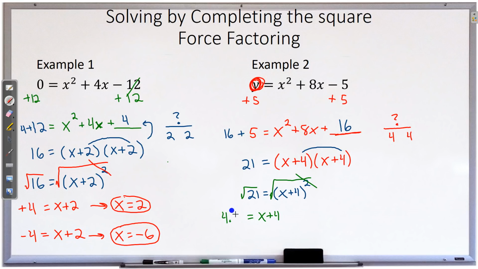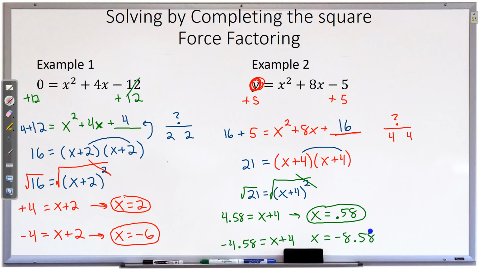So remember, we got two answers here, 4.58 and negative 4.58 is equal to x plus 4. So now we subtract 4 from both sides. I think we can do that in our head here. That's pretty easy. So if we minus 4, we get just 0.58 left over. So that's our first answer. And when we subtract 4 here, we will have negative 8.58.